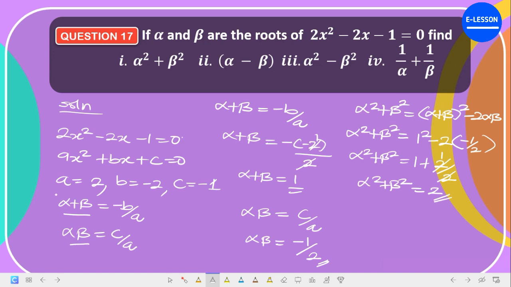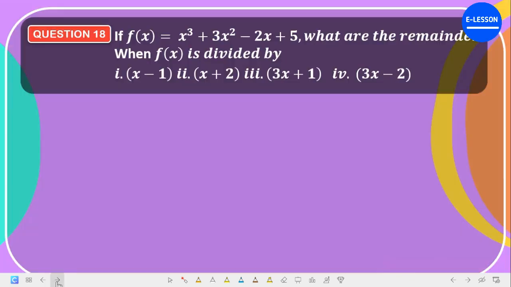Having gotten your a from the equation, your b from the equation, and your c from the equation, you substitute in to get your value for alpha plus beta and alpha beta, and then manipulate each of these in such a way that you'll be able to pick alpha plus beta and alpha beta. Okay, and that is the solution to that. Now let's look at the next question.